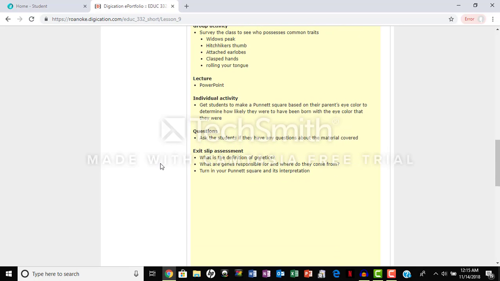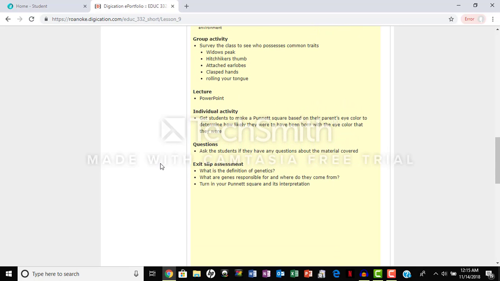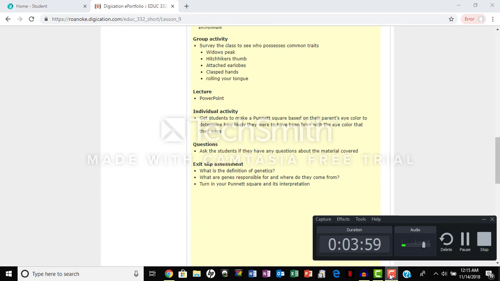And then I think a little exit slip assessment is good, just to make sure your students really followed you with the lesson. So for my exit slip assessment, I'm just asking them the objectives. I'm asking them to perform what I told them was expected of them at the beginning of the class. And that is it.